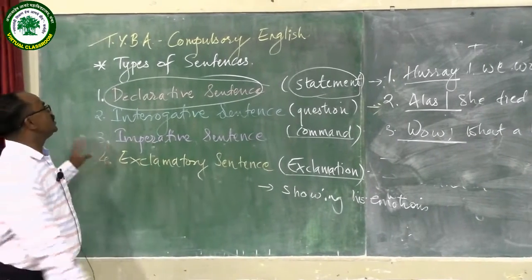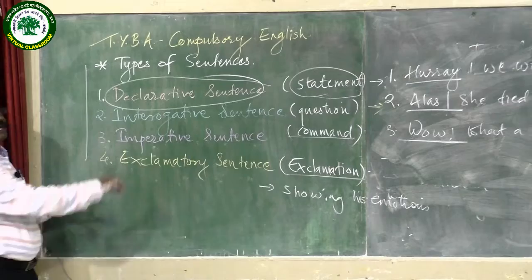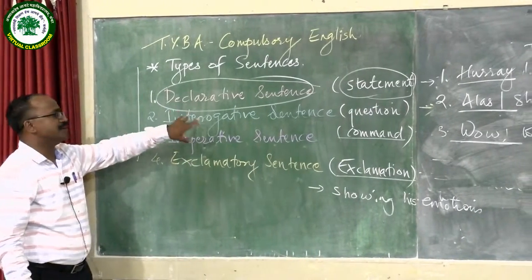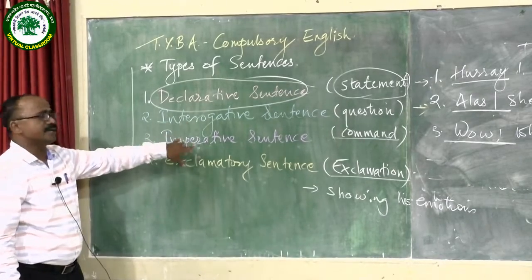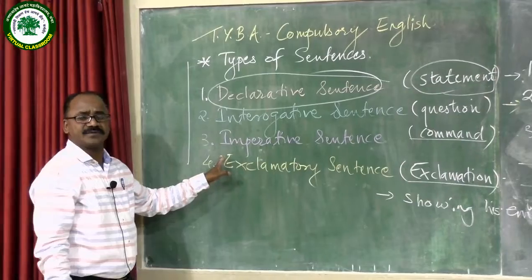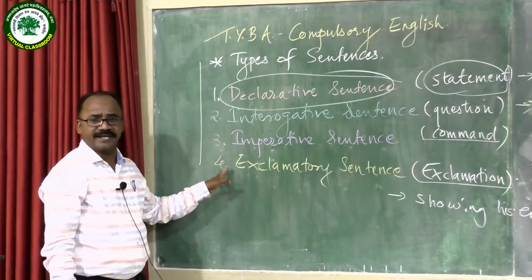So dear students, we have seen that there are four types of sentences in English: the declarative sentence type, the interrogative sentence type, the imperative sentence type, and the last one is the exclamatory sentence type. So these are the basic sentence types in English.